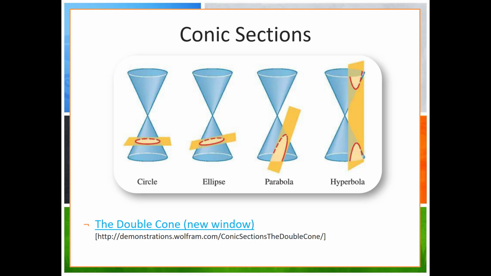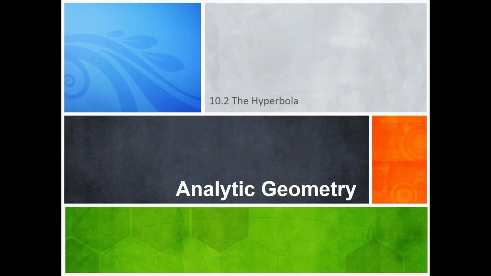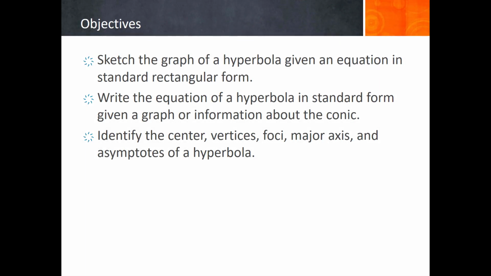Welcome to a lesson on conic sections. In the previous video we looked at circles and ellipses. This time we're going to look at hyperbolas. So particularly with hyperbolas we want to know, again, how do we graph them, how do we write them in standard equation, how do we figure out their characteristics, so their center, their vertices, their foci, major axes, and then hyperbolas have asymptotes that we're going to look at. So how do we figure out all this stuff?